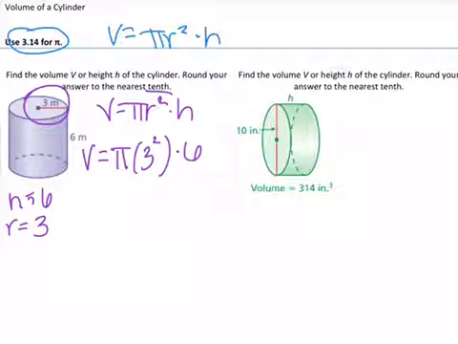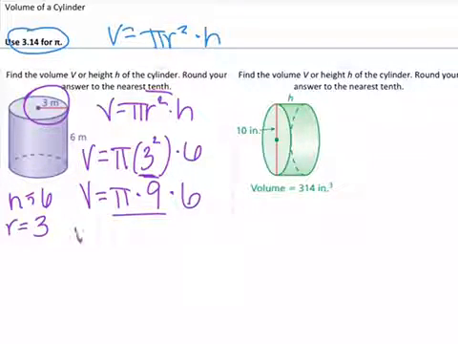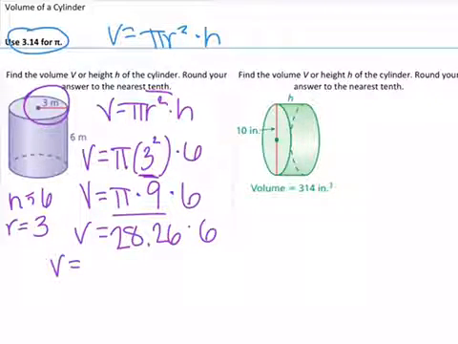So we're going to start simplifying this using order of operations. We go ahead and do the exponent first. So we have pi times 3 squared, which is 9, times 6. Now, instead of pi, we are using 3.14, so we're just going to multiply 3.14 times 9, and we get 28.26 times 6. And so our last bit, we're going to multiply that by 6, and we get 169.56. And don't forget, we have to label, it's going to be meters cubed.